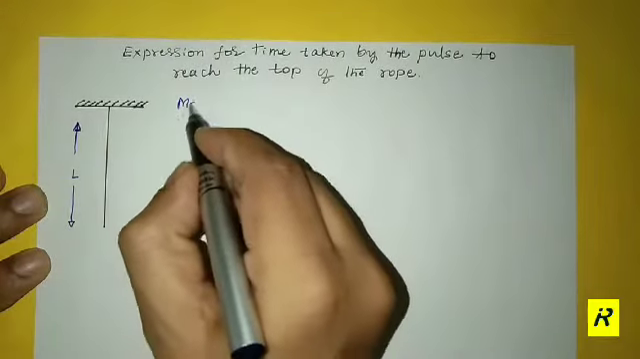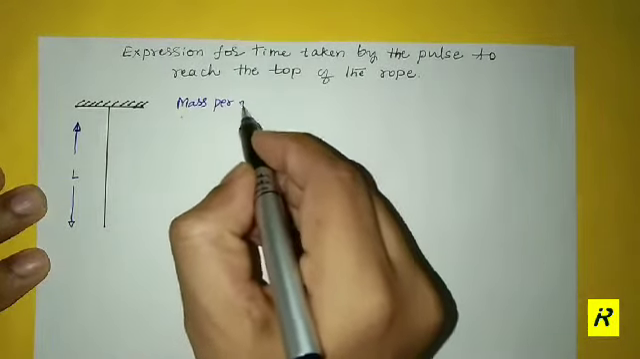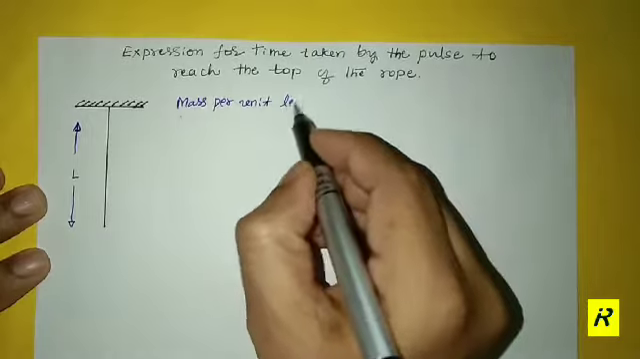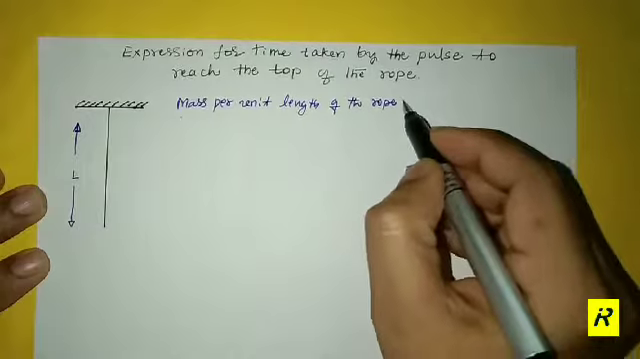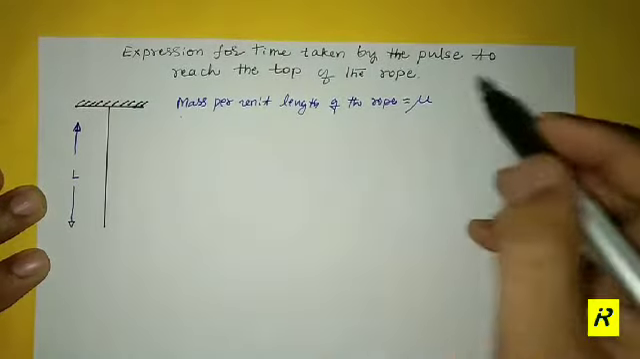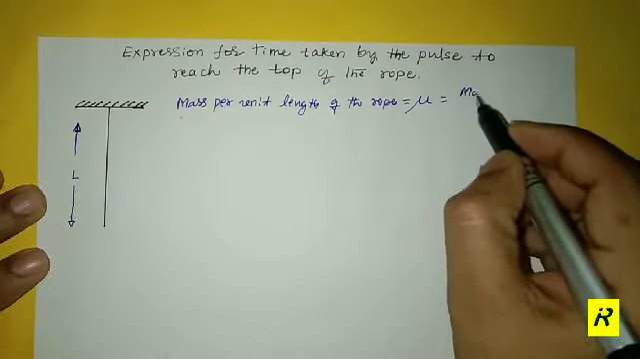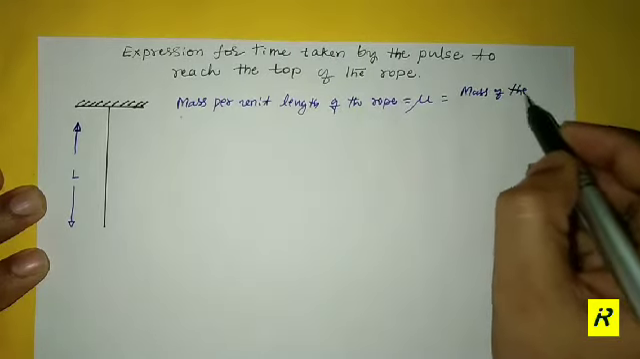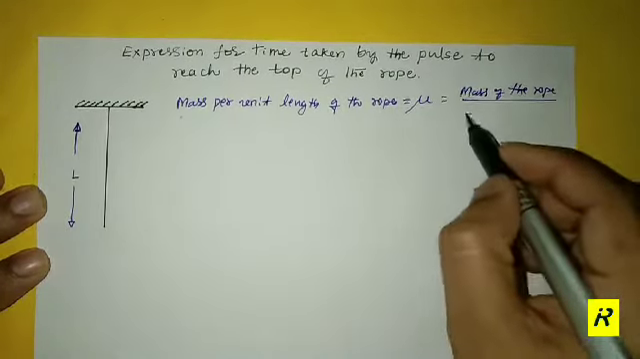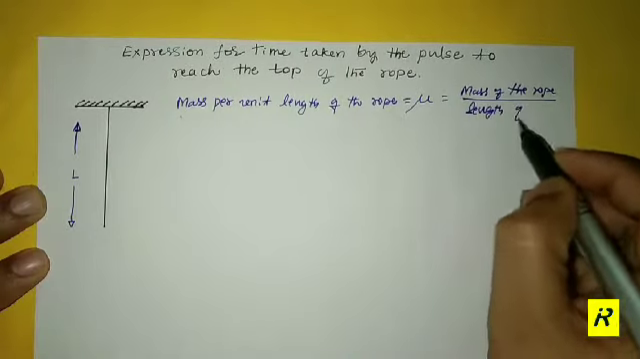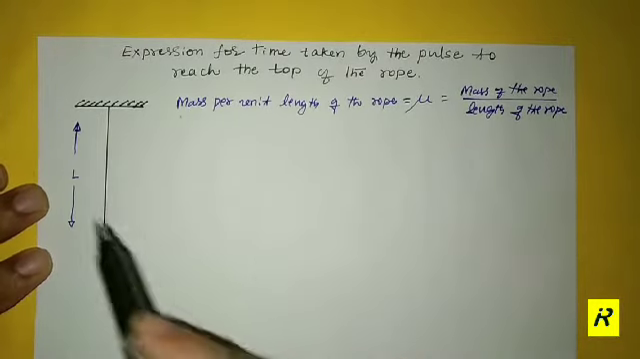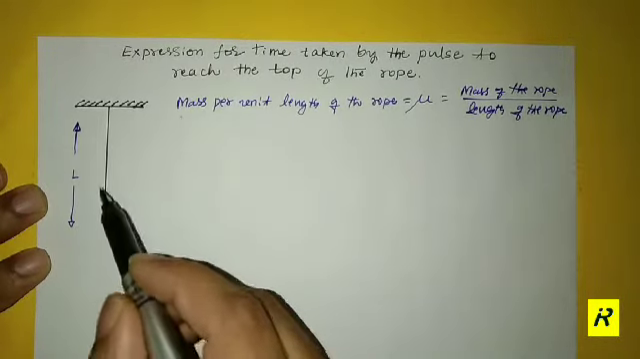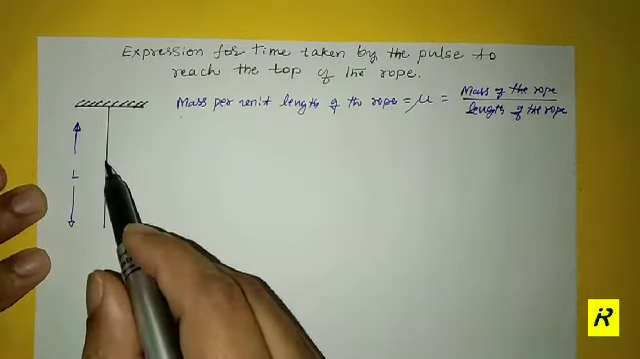The mass per unit length of the rope is mu. This is nothing but the mass of the rope divided by the length of the rope. This is the meaning of mass per unit length. Otherwise, how much will be the mass of the rope of 1 meter? That is mass per unit length.